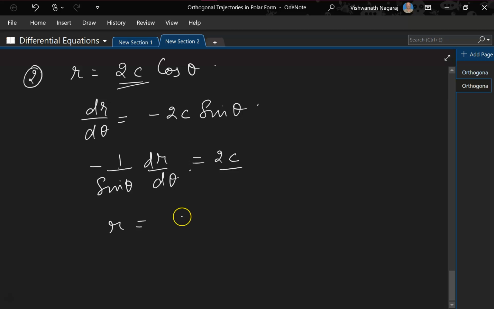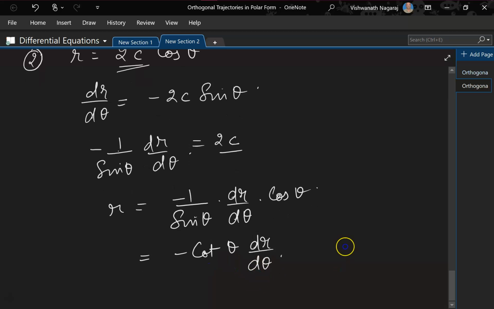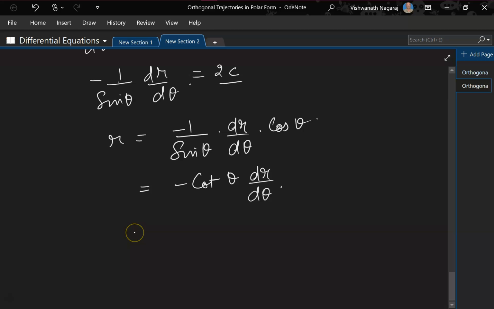This 2c can be substituted here to eliminate c. So r is equal to minus 1 by sine theta times dr by d theta times cos theta, which is equal to cos theta by sine theta, that is cot theta, dr by d theta. Now let's take dr by d theta to one side. dr by d theta is equal to, so cot theta goes to the other side, minus r by cot theta, which is nothing but minus r tan theta.